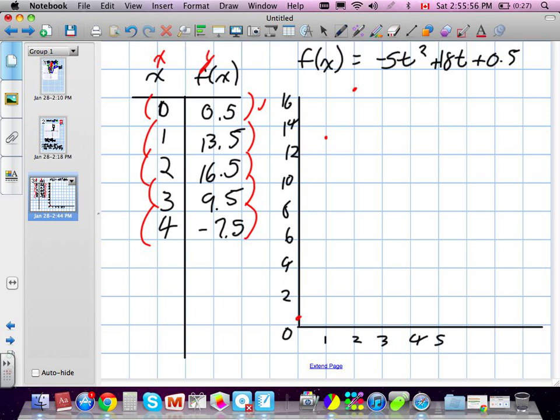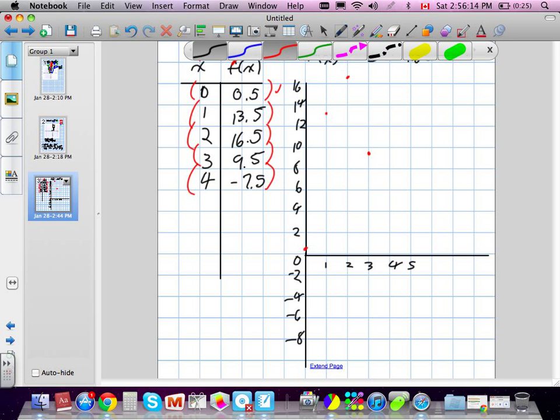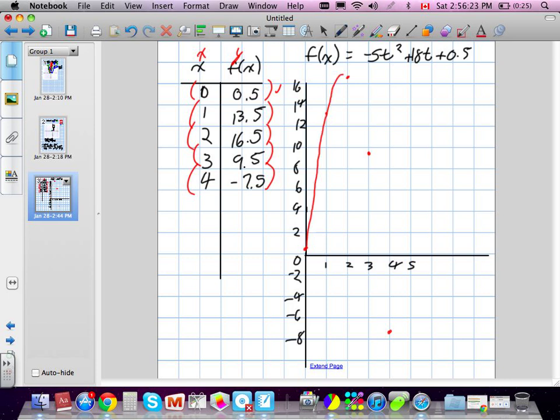Okay. 2, 16.5. So let's say it's about there. 3, 9.5, probably about there. And 4 is actually negative 7.5. So assuming this graph continues down, let's go with this. If we're at negative 2, negative 4, negative 6, negative 8, negative 7.5 is down here. So when I connect the dots for a curve of best fit, I have something that probably looks like this.